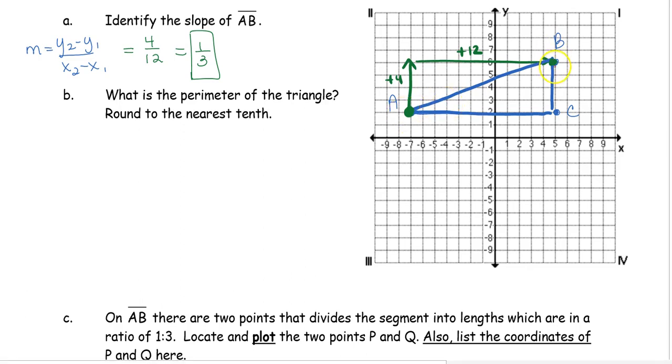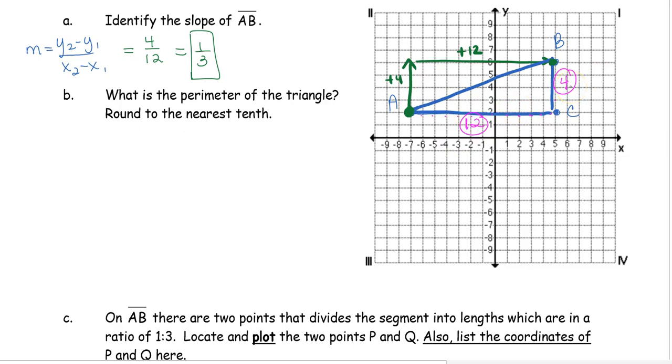When I look at this, I'm on a coordinate plane, so I can count if my pieces are vertical and horizontal. So from B to C, this is a vertical line. So I add to the count. It goes 1, 2, 3, 4. This has a length of 4. I go over here. I count 1, 2, 3, 4, 5, 6, 7, 8, 9, 10, 11, 12. My segment AC has a length of 12.